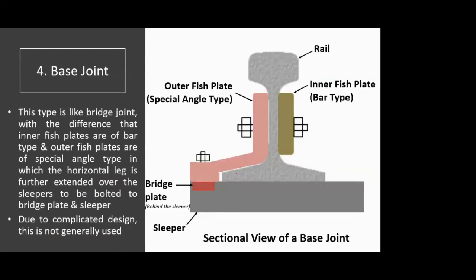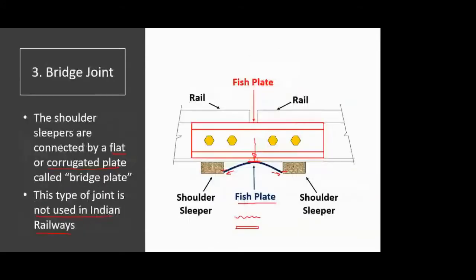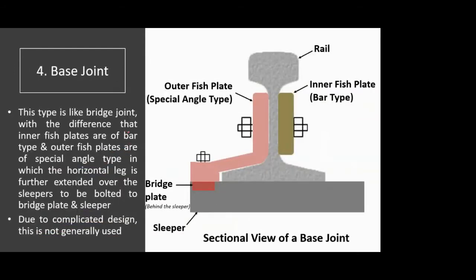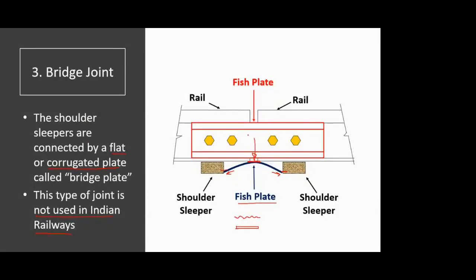Now the next, fourth type is a base joint. If you have understood the bridge joint, then the base joint is very similar to it. The only difference is the fish plates that we have. In a bridge joint, we have the same fish plates on both sides of the rail. This is the front side, and at the back side you will have the same kind of fish plate.